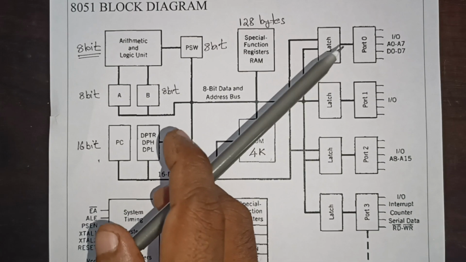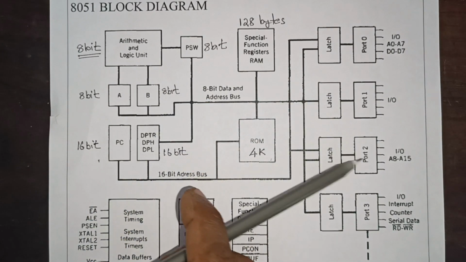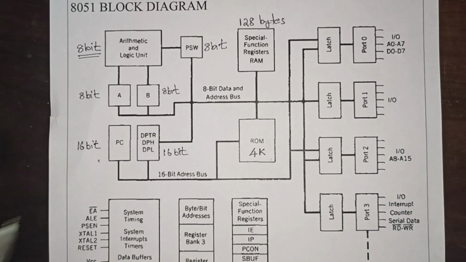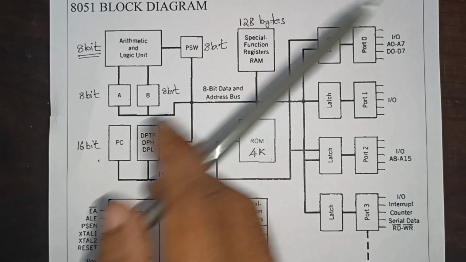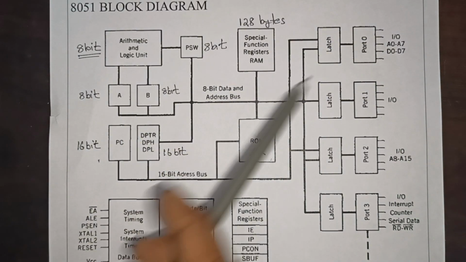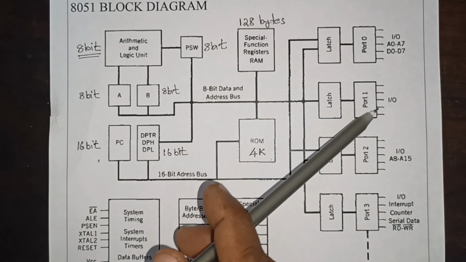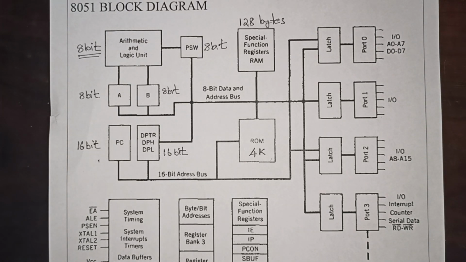Then coming to ports, we have 4 ports: port 0, port 1, port 2, and port 3. Each port contains 8 wires, 8 physical wires. Every port can be used as input output port. Input output, input output, input output, and input output. And some ports have some additional functions. We will see about the additional functions.